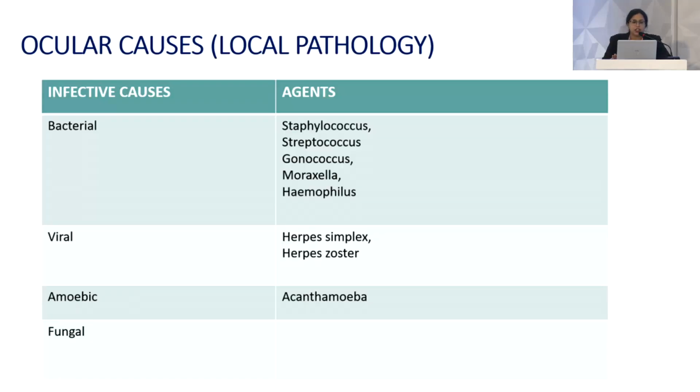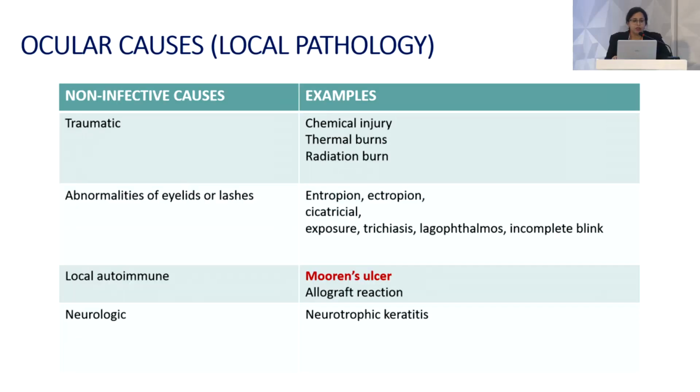This is just to take you through a detailed overview of the ocular causes, the local pathology, and infective agents. Staph, strep, gonococcal, Moraxella, and Haemophilus have all been implicated. Viral causes include herpes simplex and zoster, along with Acanthamoeba and fungal keratitis. When we look at the non-infective local causes, traumatic chemical, thermal, or radiation burns can cause a PUK-like picture. Abnormalities of the lids or lashes such as entropion, ectropion, cicatricial exposure, trichiasis, and lagophthalmos can cause a peripheral ulcerative keratitis. Among local autoimmune disorders, Mooren's ulcer is one of the most common, as is allograft reaction.